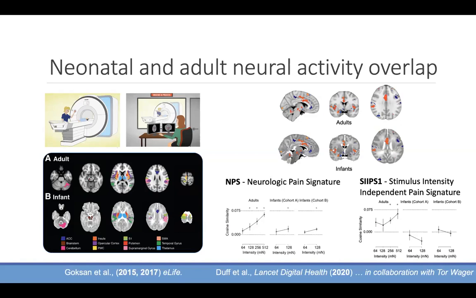But further work by Tor Wager and his colleagues also developed a number of different signatures. And here I'm going to give you an example of one called SIIPS1, which is a stimulus intensity independent pain signature. So here it's been altered so that it doesn't encode stimulus intensity, but it encodes other aspects of the pain experience. And what we were able to see is that this is well encoded in the adults, but we didn't see this signature in the infants, suggesting some differences between perhaps the basic sensory encoding that we could see in the neurological pain signature compared to the features that were best quantified in the stimulus independent signature, which relate to perhaps some of the more affective components of pain.